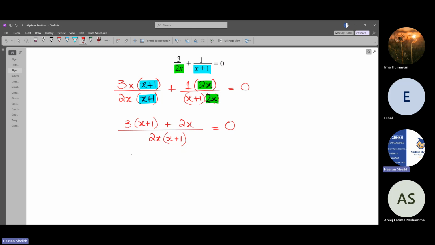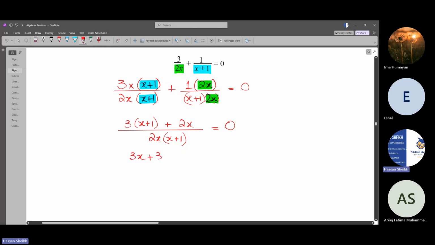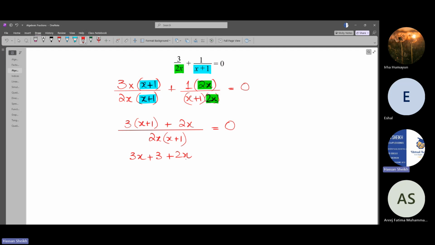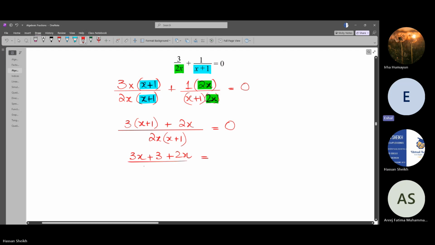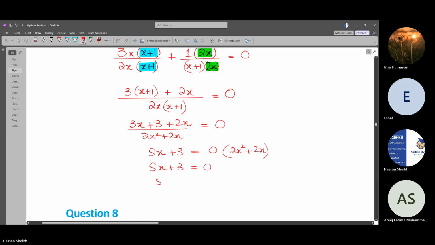Now we'll simplify this one. 3 times x is 3x. 3 times 1 is 3. Do we have like terms here? Yes. And then we expand the bracket. 3x plus 2x is 5x plus 3. And when the denominator moves to the right hand side, it multiplies with the 0, generating 0. And then we have 5x equals minus 3 and x equals minus 3 over 5.